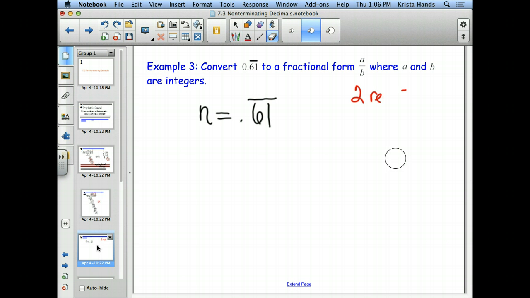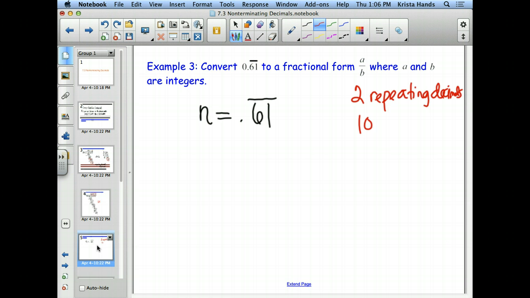React. That's good. Let's try that again. Repeating decimals. So you're going to multiply it by the power of 10 that has 2 zeros. That's the number 100. So if you had only one repeating number on the side, what number would you be multiplying by? 10. If you had 4 repeating decimals, what number would you be multiplying by? 10,000. Is everybody good with that?